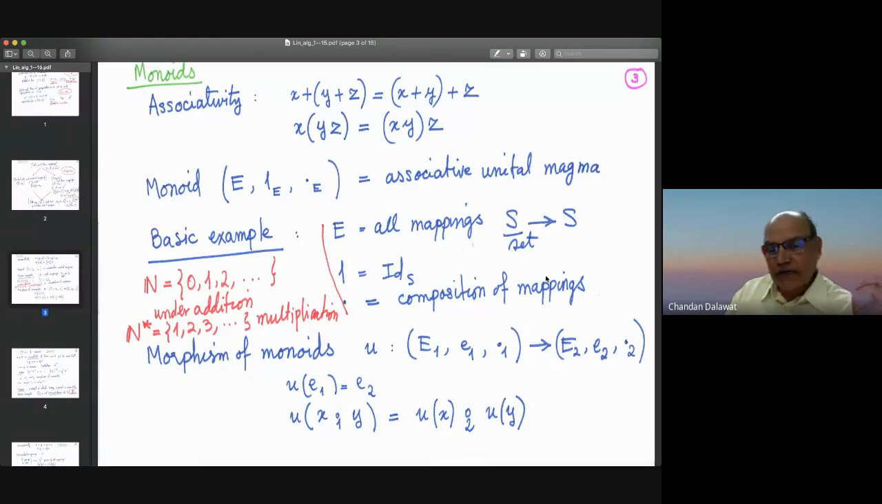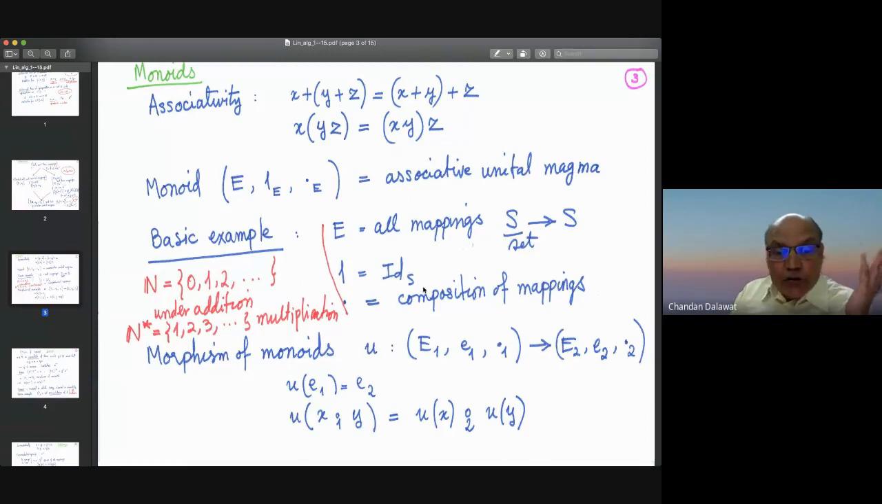And here is a more general example. You take any set S and take E to be the set of all mappings from S to S. Okay? So these are all arbitrary mappings. There's a special mapping from S to S, which is the identity mapping. What does it take an element of S to? It takes that element to itself. Little x in S is being taken by this identity map to the same little x.